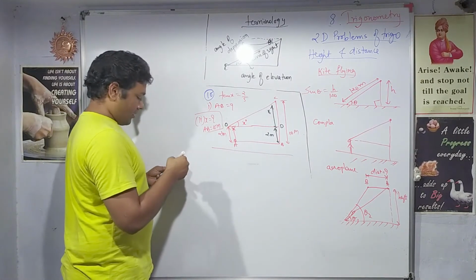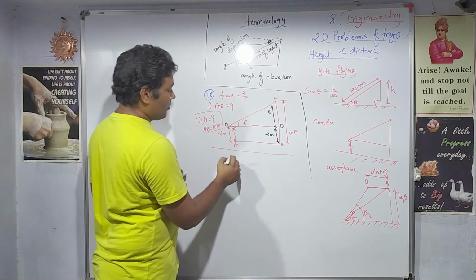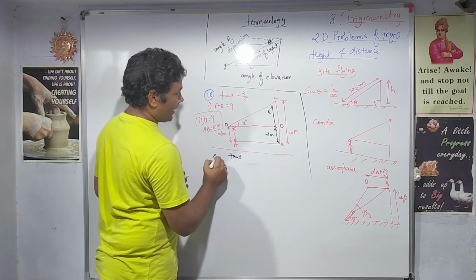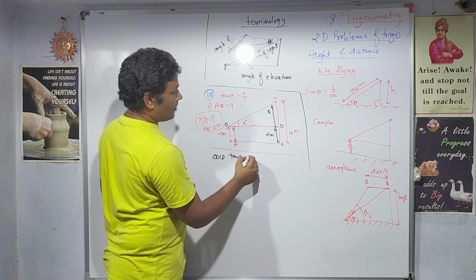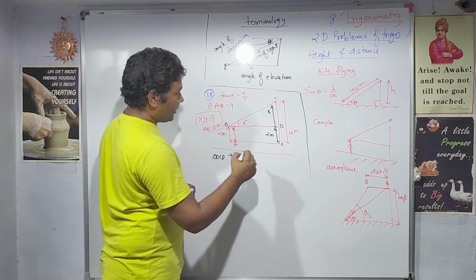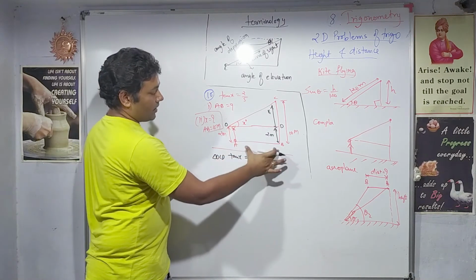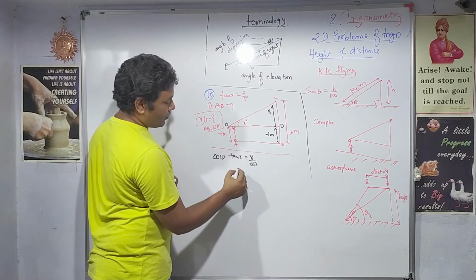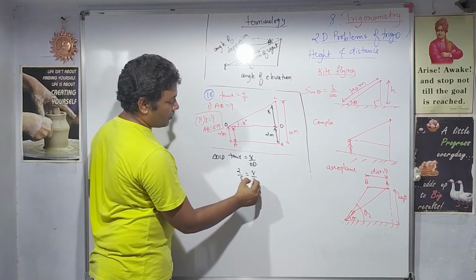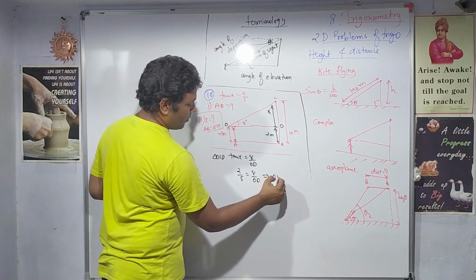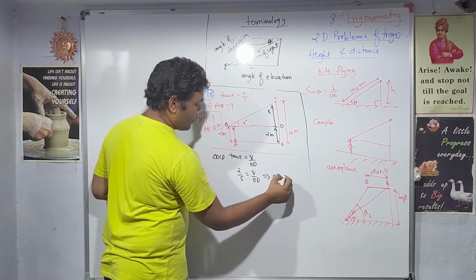So let us start. If I use tan x in triangle OCD, tan x will be perpendicular upon base OD, right? OD is nothing but AB. Tan x is given as 2 by 5. So 2 by 5 is 8 upon OD. This will give me OD, which is nothing but AB.